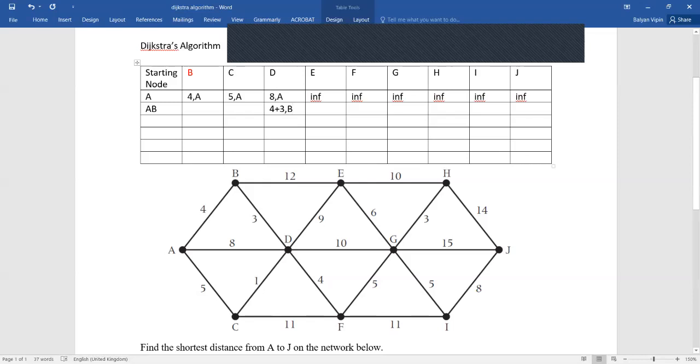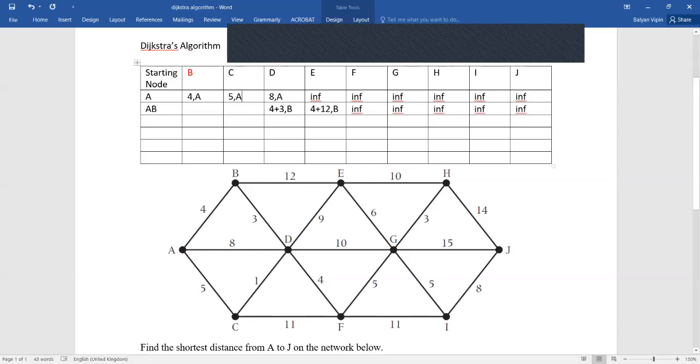Now, E. 12 is the cost to reach from B to E. And what is the cost to reach B from A? It's 4. So it will be 4 plus 12. And from where you are coming? From B. Then there is nothing else which is connected to B. So again, these all remain. So there is no route discoverable for these nodes at this point. So now these two remain same.